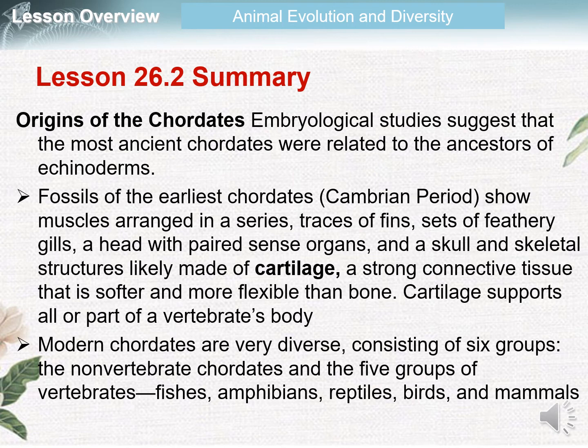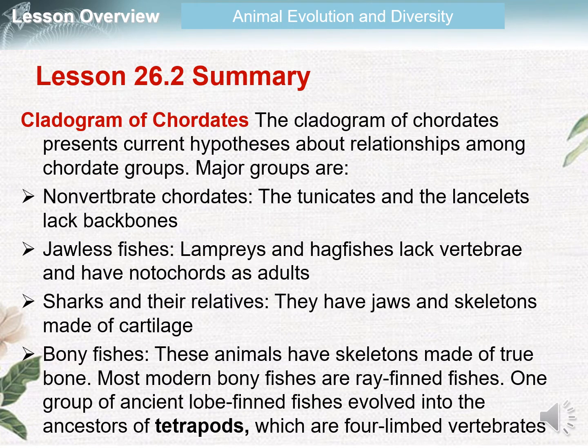Modern chordates are very diverse, consisting of 6 groups: the non-vertebrate chordates and the 5 groups of vertebrates: the fishes, amphibians, reptiles, birds, and mammals. The cladogram of chordates presents current hypotheses about relationships among chordate groups. Major groups are the non-vertebrate chordates. We have the tunicates and the lancelets, which lack backbones. Jawless fishes, lampreys, and hagfishes lack vertebrae and have notochords as adults.